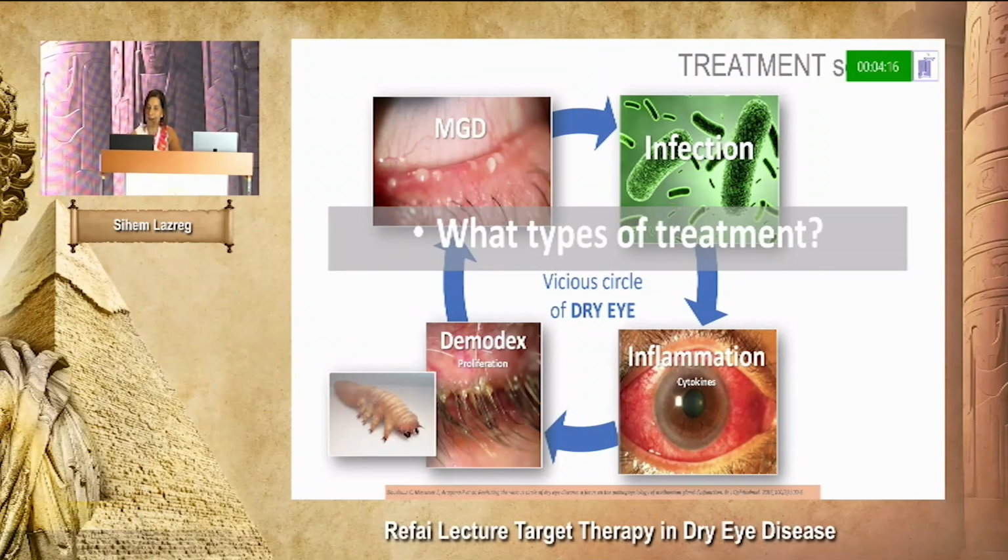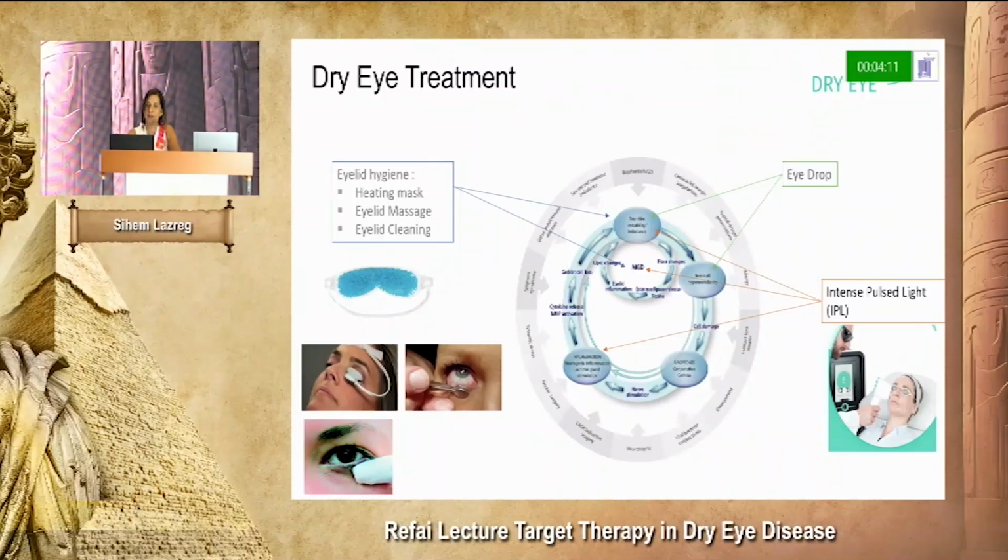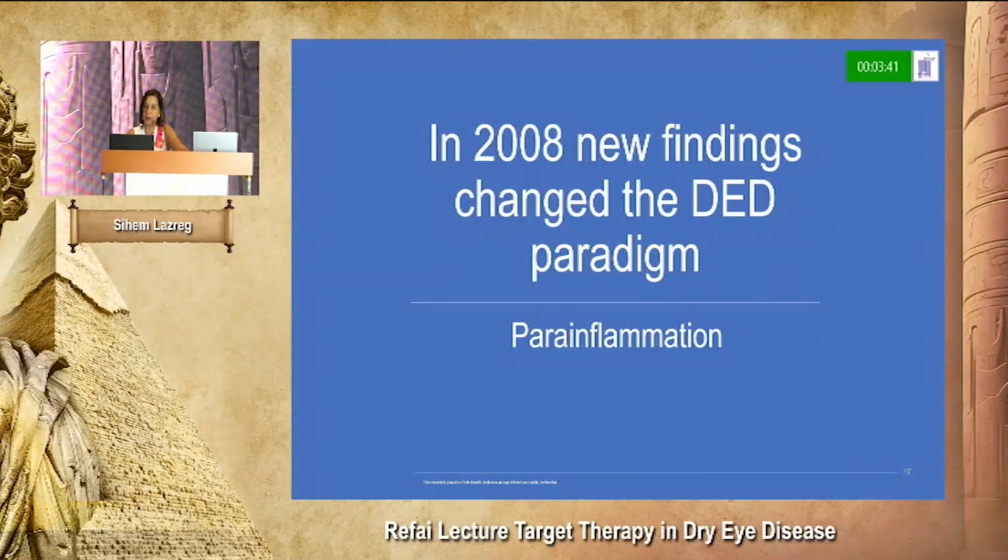What types of treatments? As I told you, we have plenty of them. If we go back to this vicious circle, if we need to treat the lack of tears, the eye drops are our friends. And if not, we need the eyelid hygiene. The least costly method is the manual one with a heating mask, eyelid massage, and eye cleansing. And of course, if you are doing that, after that we can do the IPL therapy.